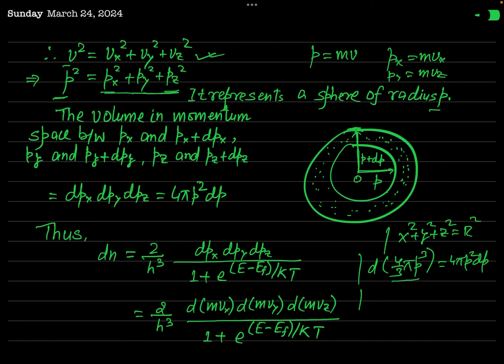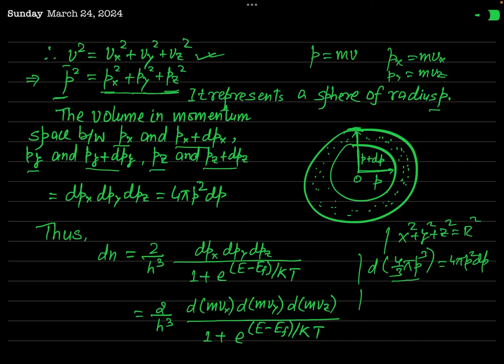But when you say momentum is between p and p plus dp, then in terms of components you can say that the x component of momentum lies between px and px plus dpx, the y component lies between py and py plus dpy, and the z component lies between pz and pz plus dpz.